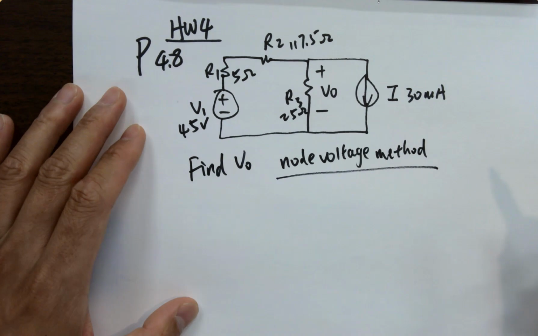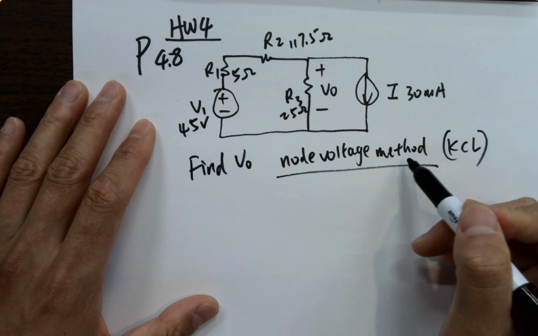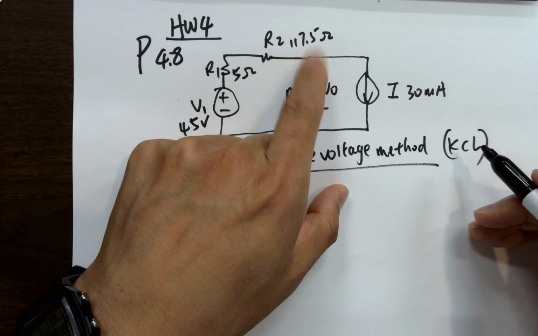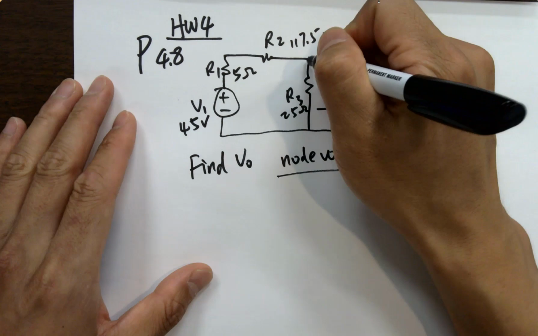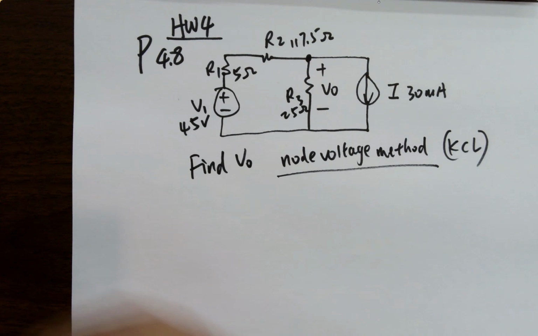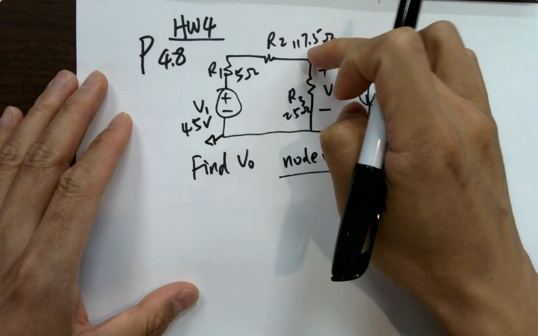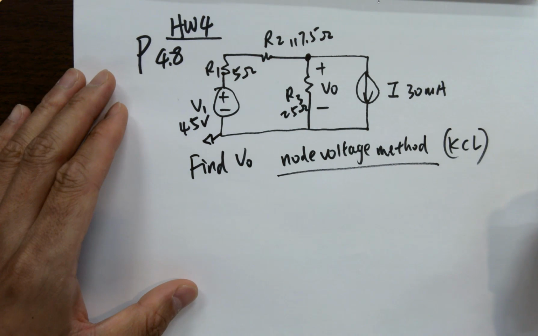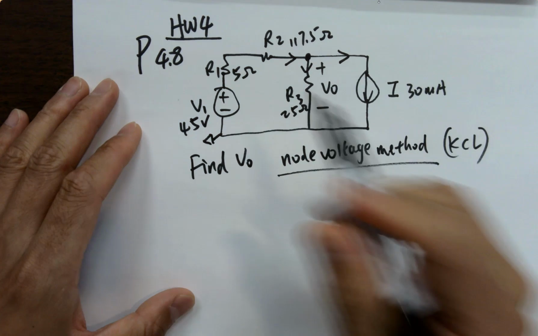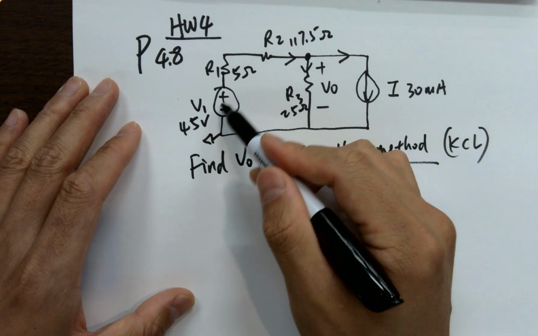So we use node voltage method, we use KCL. Remember? Even though it's the voltage method, we use KCL to find out the current going in or going out from each node, right? So how many, it's called essential nodes, right? How many essential nodes do we have in this circuit? We ground here. Just one, right? Just one. That's a pretty simple problem. Here's a current. You got one current in, two currents out. So just use KCL, right?